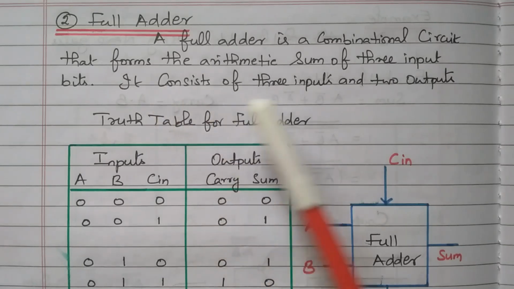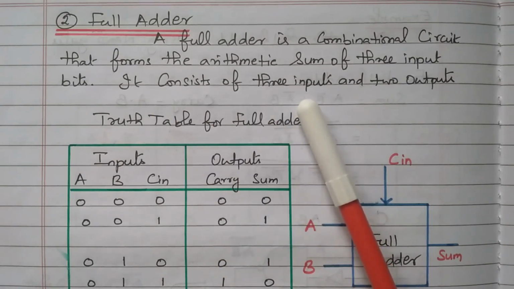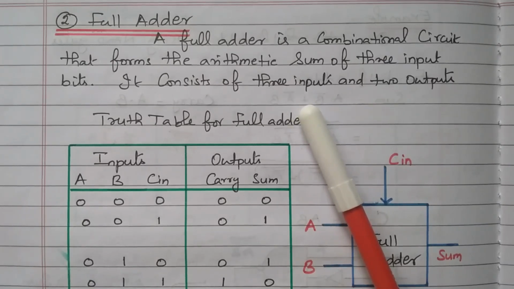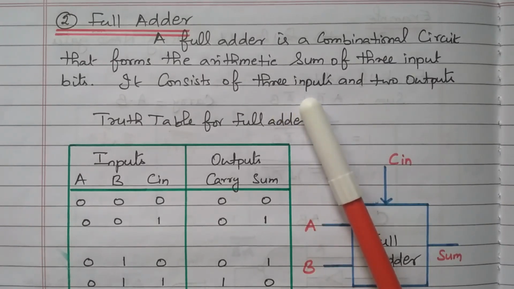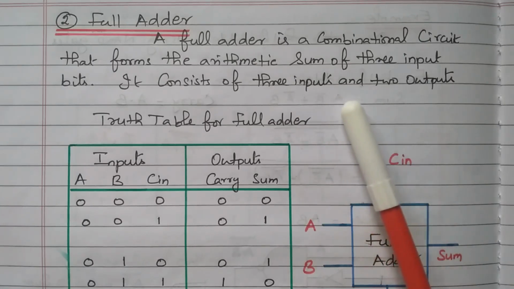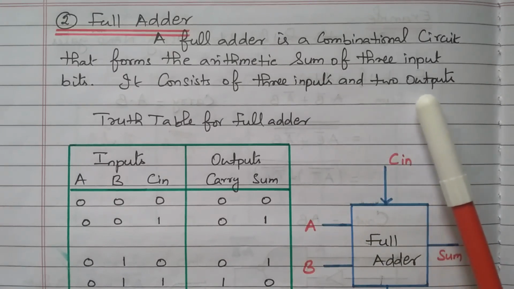So totally there are 3 inputs: 2 numbers and a carry. Because while adding the 2 numbers, the carry is generated, and the carry should be added in the next digit. So we are taking 3 inputs, 2 numbers and 1 carry. That is called the carry in. And the 2 outputs are the sum and the carry generated while adding. That is called the carry out.